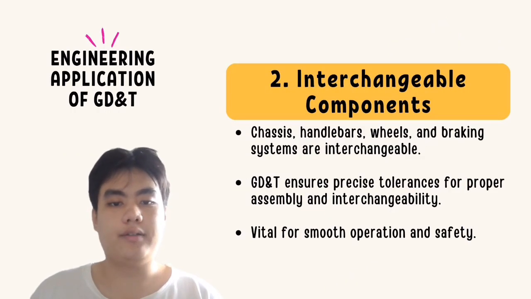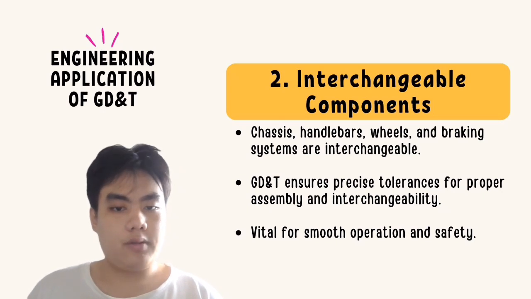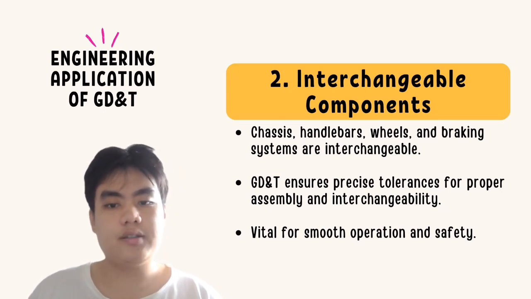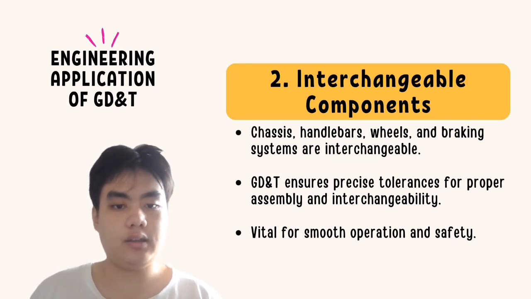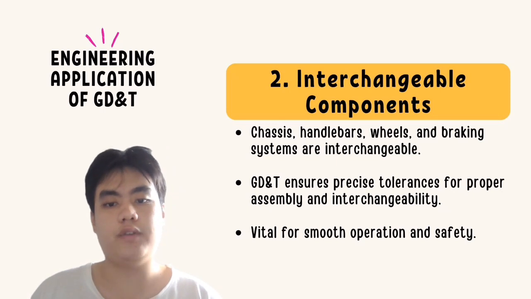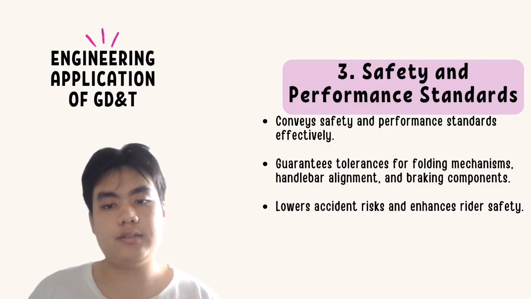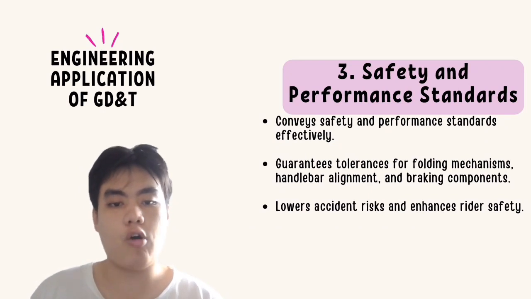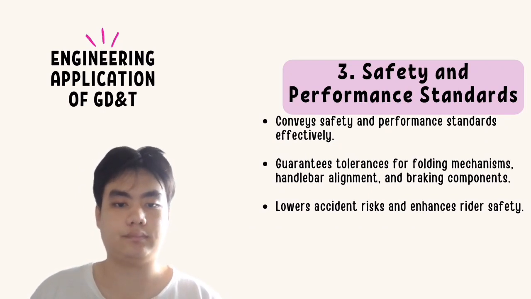Moving on to our second point, GD&T is instrumental in achieving interchangeable components, particularly in key areas such as chassis, handlebars, wheels, and braking systems. For interchangeable components to seamlessly fit into place, GD&T ensures precise tolerances for proper assembly and interchangeability. This is not just a matter of convenience, it's vital for the smooth operation and safety of the end product. Whether it's the chassis, handlebars, wheels, or braking system, GD&T guarantees that each part aligns precisely, contributing to the overall reliability of the final product.